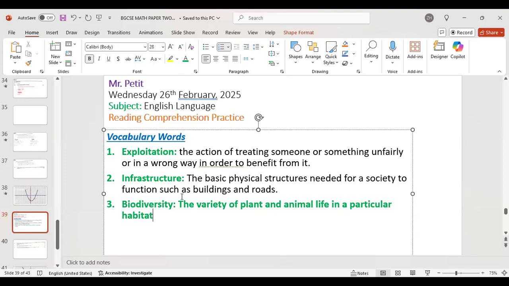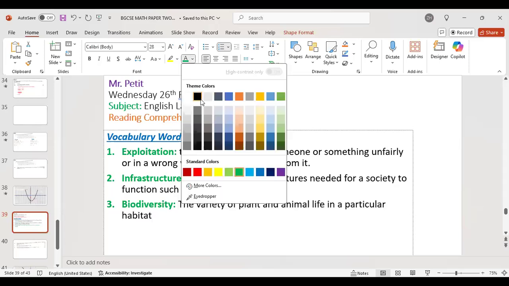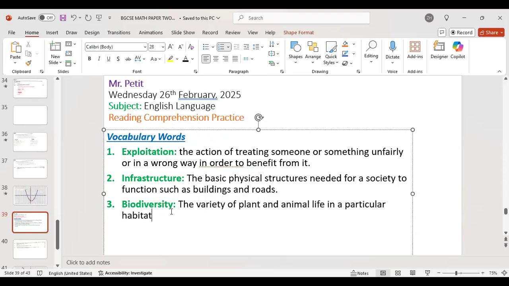I have exploitation, infrastructure, and biodiversity. Something in the environment. How people exploit the forests for their buildings. Okay, how people exploit the forests. The Bahamian waters. Maybe, maybe not. Climate change? No, I wouldn't do climate change. I don't believe in that.